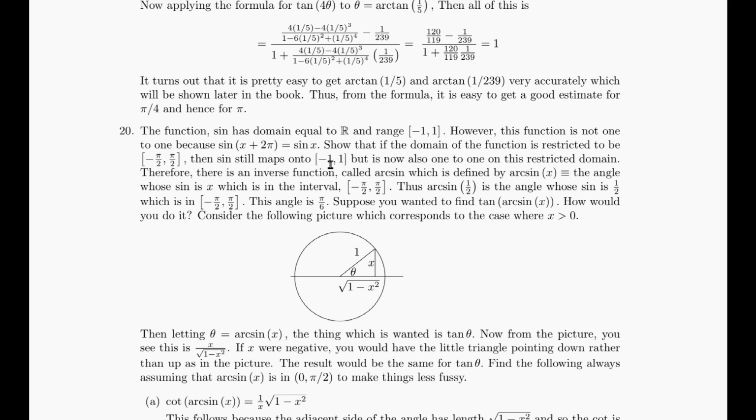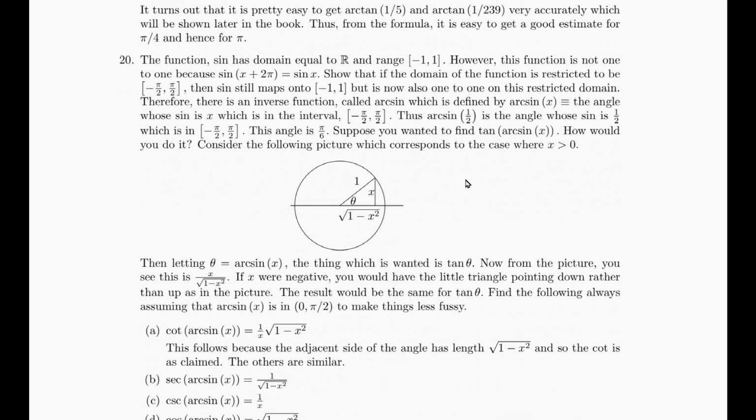Now sine still maps onto negative 1 to 1, but it's now 1 to 1 on this restricted domain, and that's the arcsine function. Okay, now here's some problems that will be useful later, and it's good to think of them now. Suppose you wanted to find the tangent of the arcsine of x. How would you do it?